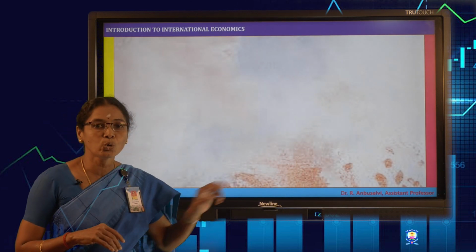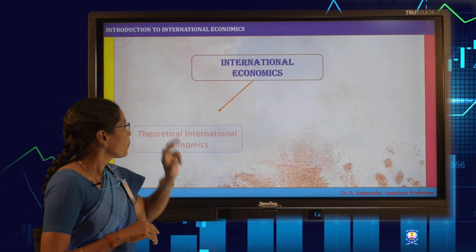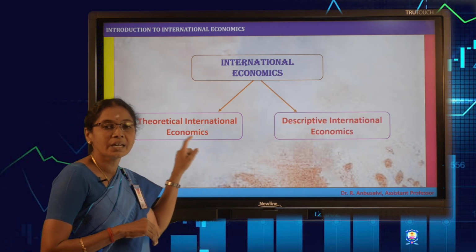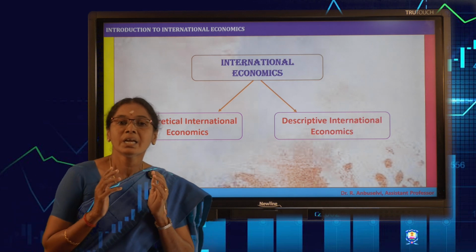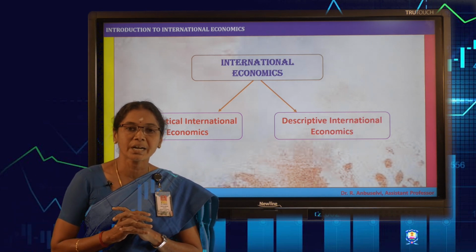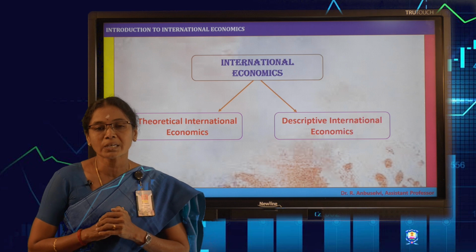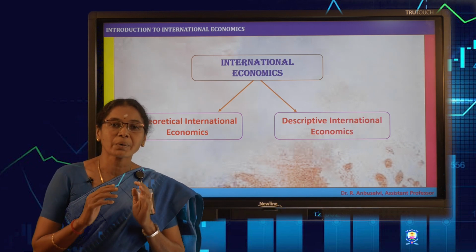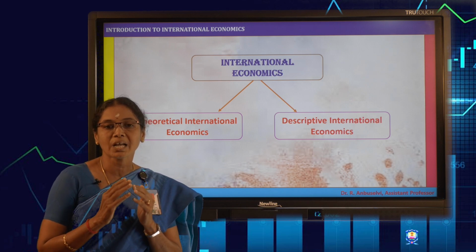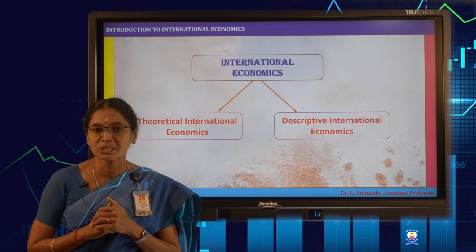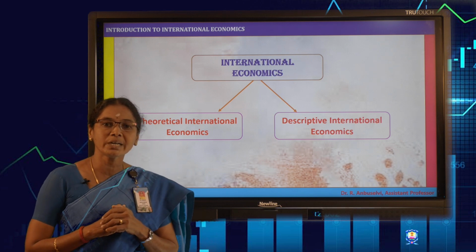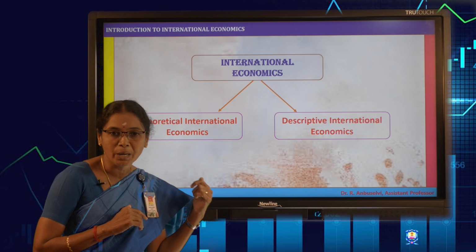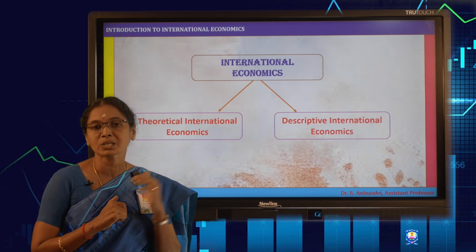It can be divided into two parts: theoretical international economics and descriptive international economics. Theoretical international economics deals with the interaction or transactions between the countries. It is again divided into two parts, that is pure theory and monetary theory. Pure theory deals with the impact of trade patterns as well as production, consumption and income distribution between the countries. The second one, monetary theory, is a macro level concept. It generally deals with the balance of payment difficulties of countries as well as the international monetary system.